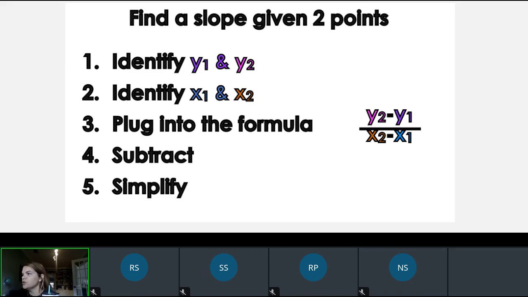Then you're going to plug it into your formula. My best advice, after you've labeled x1 and y1, x2 and y2, is to draw your division sign, and then draw your subtraction signs. You're going to see on this first problem that there's sometimes a lot of subtraction signs or minus signs, and we don't want to forget any of them. So by automatically putting that in there, this division, subtraction, that's all part of the formula. So we can just set it and then plug in our numbers. Then we're going to subtract and simplify if possible.